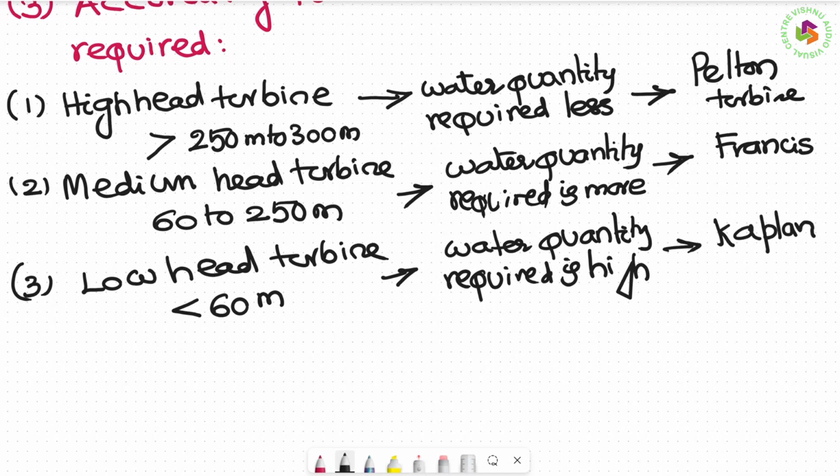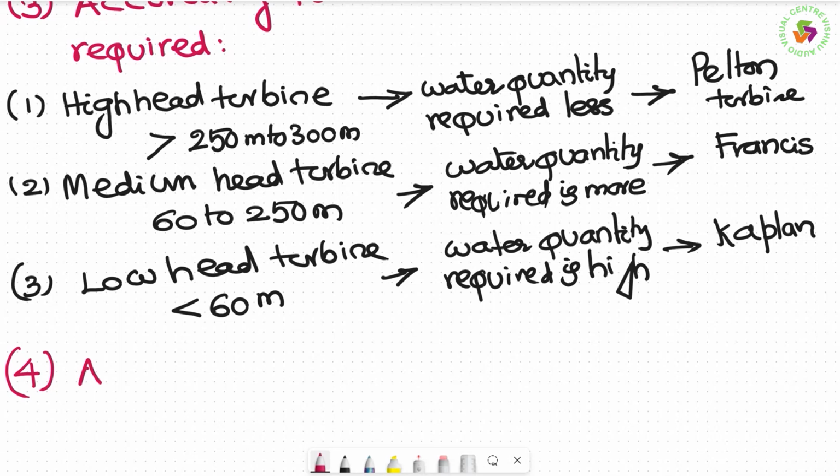So now see what I mentioned. Three, according to the head and quantity of water. High head means low quantity. High head means greater than 250 to 300 meters, Pelton turbine. Medium head means 60 to 250, where the water quantity required is a little bit more than the previous one, Francis. Low head turbine, less than 60 meters, where a large quantity of water is required, that is Kaplan turbine. So this is basically classification based on the head and quantity of water.